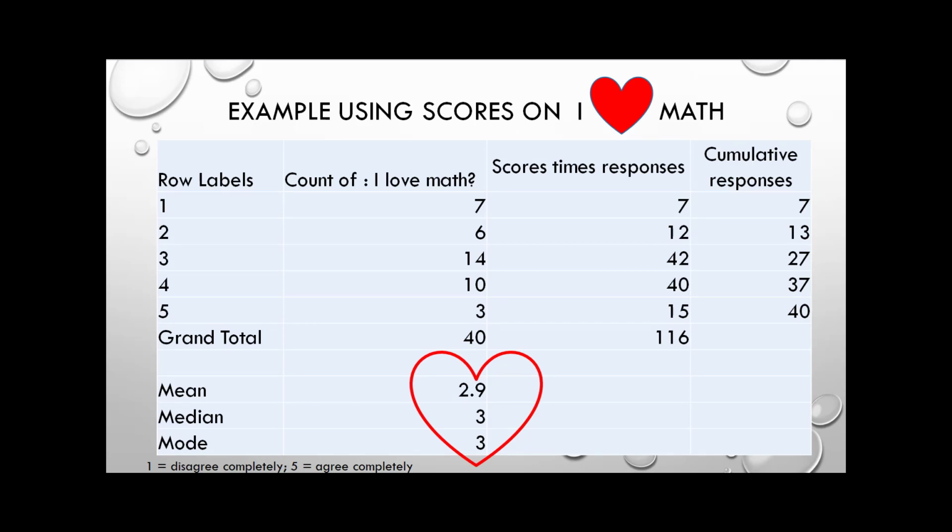Examples using scores on I Love Math. Well, we had 7 people say they were a level 1, and 6 people a level 2, and about 14 said level 3. The mean of that is 2.9, the median is 3, and the mode is 3. Our cumulative responses are 7, and then we add that 6 in to get to 13, and we add the 14 to get to 27, then 37, and we get to 40. So that's a cumulative response.